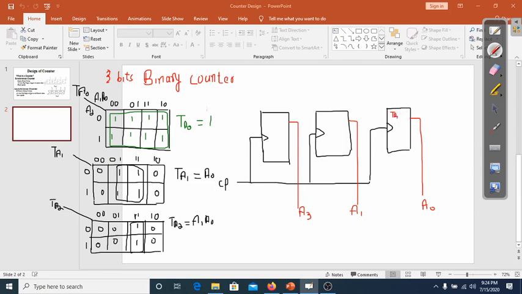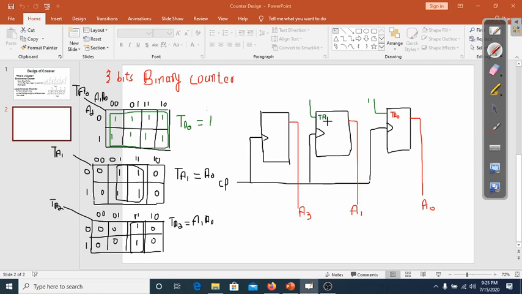TA0, and its input is always 1, so I will use a different color for inputs. I'm using a green color for input. This is always 1, and input TA1.